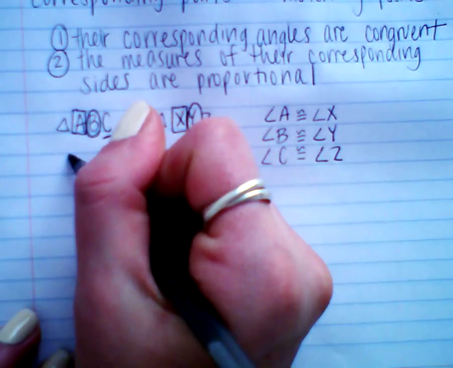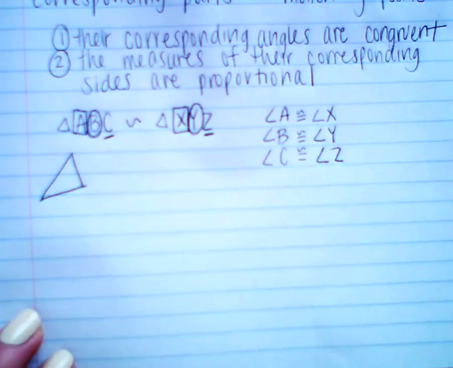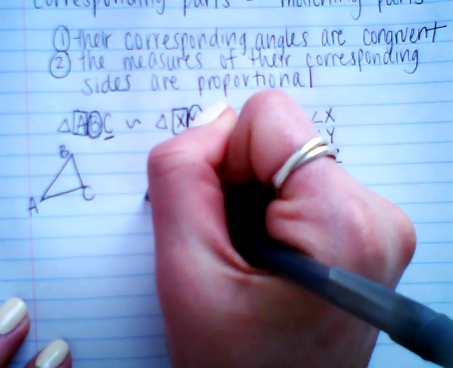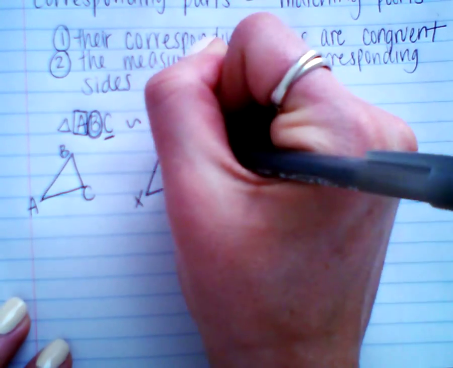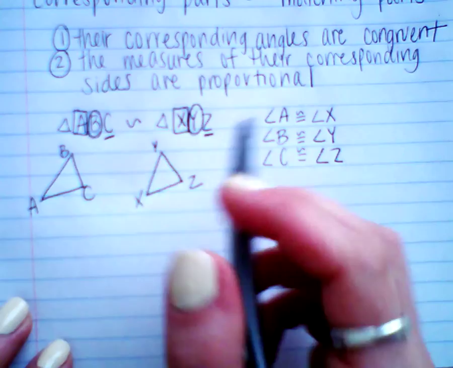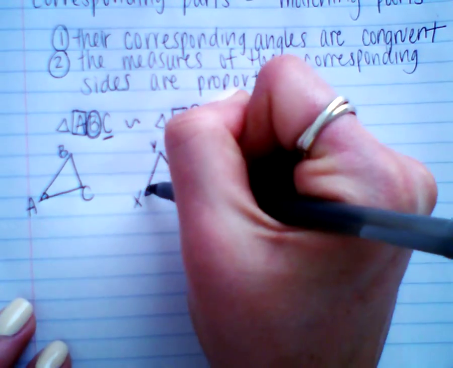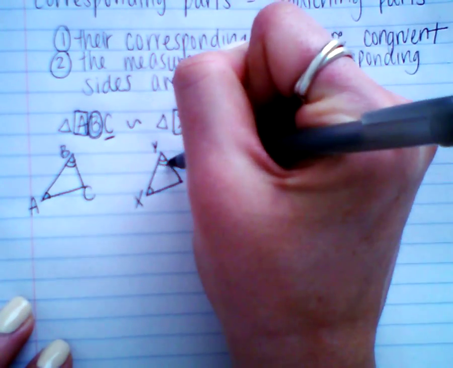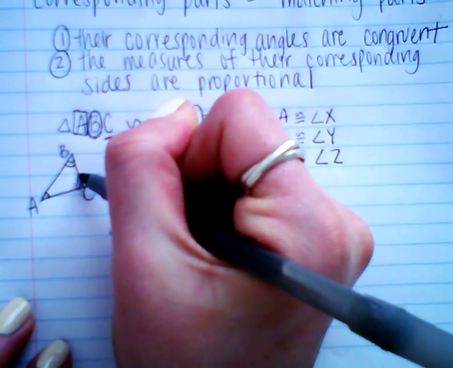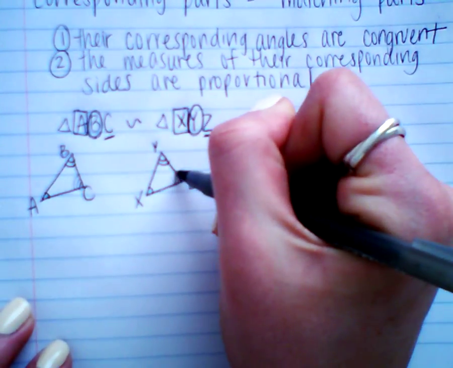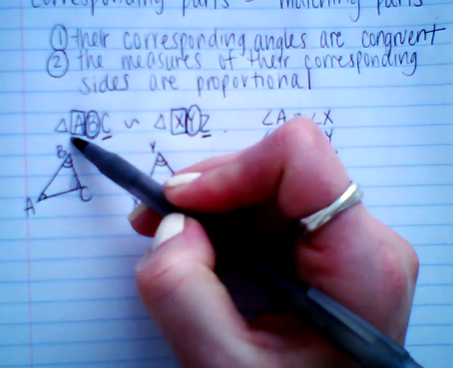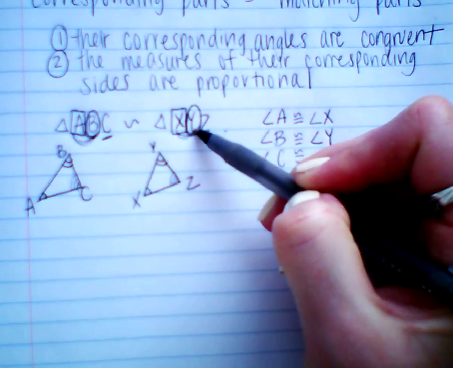If we have triangle, whatever, ABC, and we have triangle XYZ, and I know that A must be congruent to X, B must be congruent to Y, and C must be congruent to Z. Remember, we just use those tick marks and those little angle marks. So then now I know that AB must be proportional to XY.